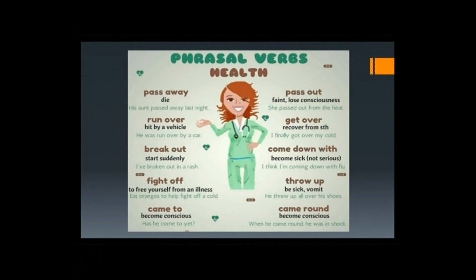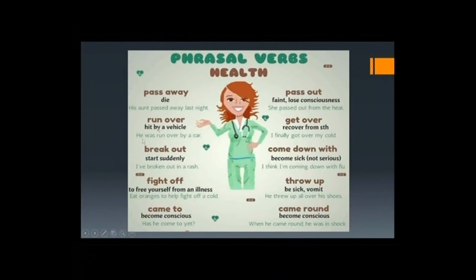So some phrasal verbs for health now. As you know, the season is changing, so definitely you would be observing some of the metabolic changes in your body. So some phrasal verbs are, I won't start with the first one. Run over, hit by a vehicle. He was run over by a car. So if it is hit by a vehicle, run over.